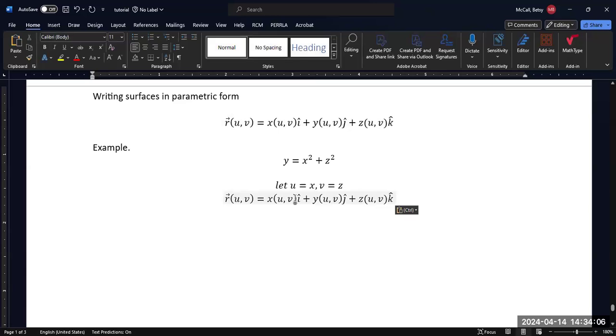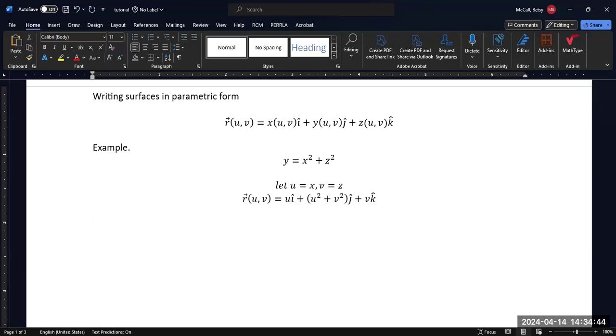So in our x coordinate, our function of u and v is just u. And in the z coordinate, our function of u and v is just v. And then in our y coordinate, we would simply substitute u and v into our equation. And so we would end up with u squared plus v squared. And then that would become our parametric surface.